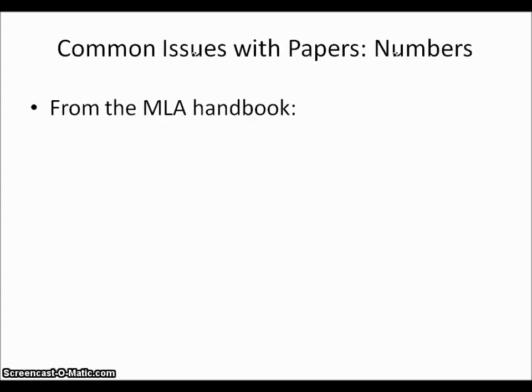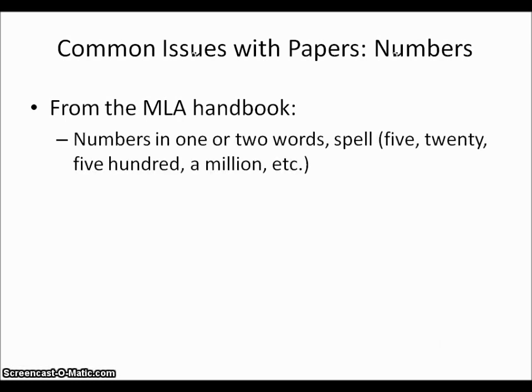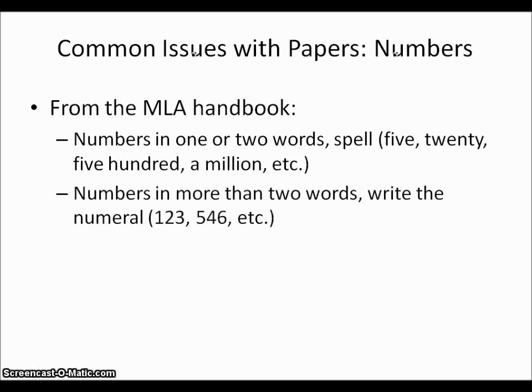I'm sure I did it in your paper. Common issues with papers: numbers. From the MLA Handbook, the book that teaches us how to write essays correctly. Numbers in 1 or 2 words need to be spelled. For example, 5, 20, 500, 1 million, 5,000, etc. See, they're 1 or 2 words. Write them down. If they are more than 2 words, write the numeral, like 123. See, there's 3 words, so you need to write the number.